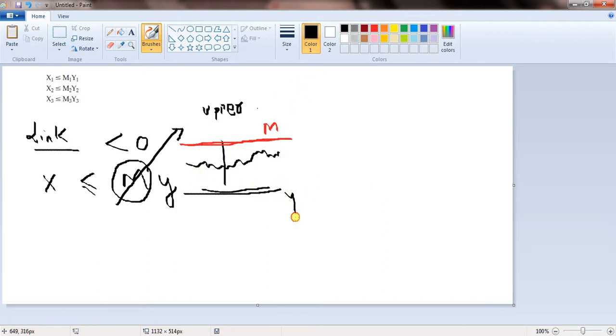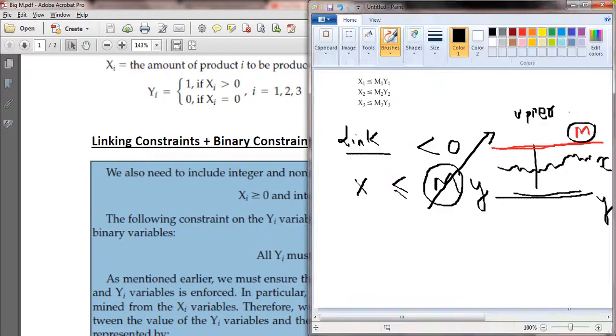So if this is y, for different values, if this is x which is changing, then m represents that upper bound value, which x will never exceed. It can be a very huge number.